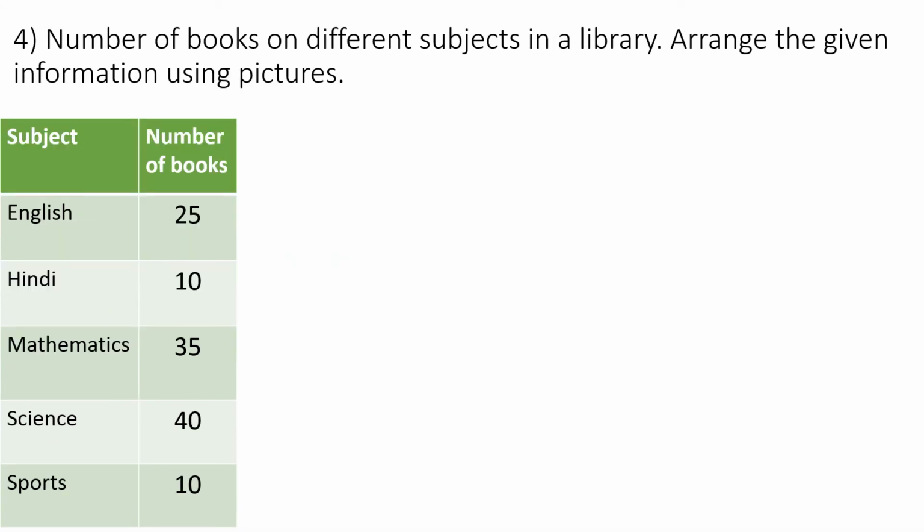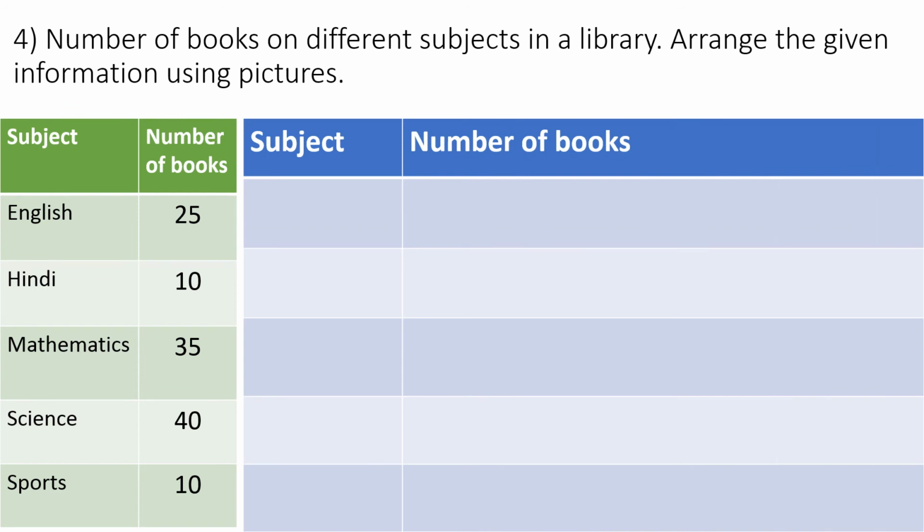And the last is question number 4. Number of books on different subjects in a library. Arrange the given information using pictures. The table shows there are 25 English books, 10 Hindi books, 35 mathematics books, 40 science books and 10 sports books. First, draw a table with 2 columns, name of subject and number of books. Write the books of different subjects in 6 rows as per the data in the table.